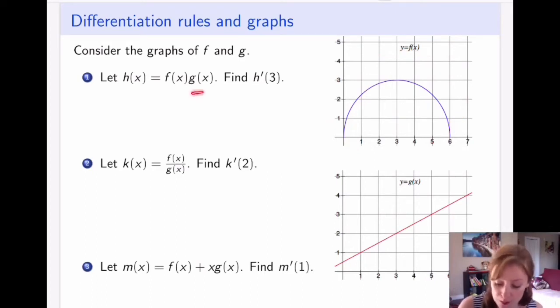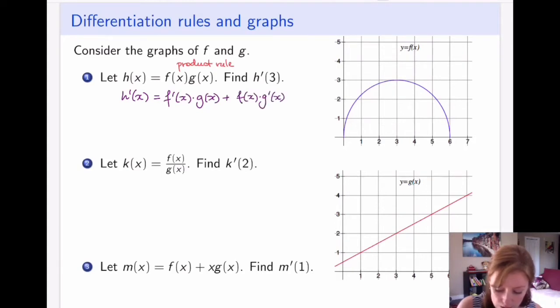Okay? So the first step here, this is a product. So if I were to compute the derivative of h, I will first of all have to apply the product rule. Okay, so product rule here. Okay, and the product rule says it's the derivative of the first times the second plus the first times the derivative of the second. Now notice that here I'm asked to compute the derivative at a specific point 3. So let me plug that in for x. So it's f prime at 3 times g of 3 plus f of 3 times g prime of 3.